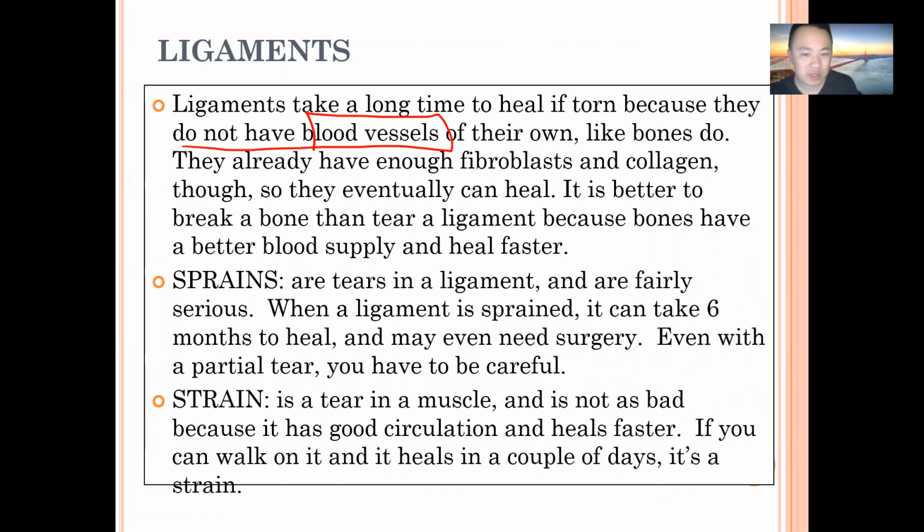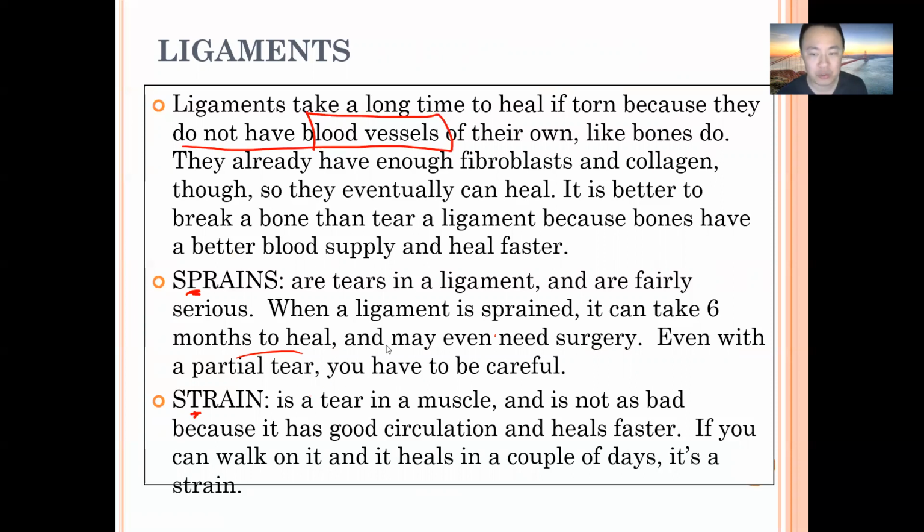There is a difference between sprain and strain. Sprain has a P, strain has a T, but if you get a sprain, that's a tear in the ligament and is fairly serious. When the ligament is sprained, it can take up to 6 months to heal. So ligaments do need nutrients. Okay, don't get me wrong, they do need nutrients, but the blood vessels are far away, so they're waiting for the nutrients to diffuse across, which takes a long time.